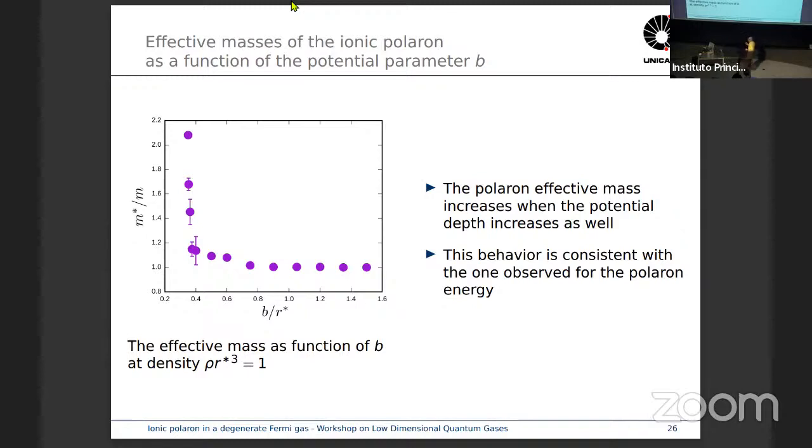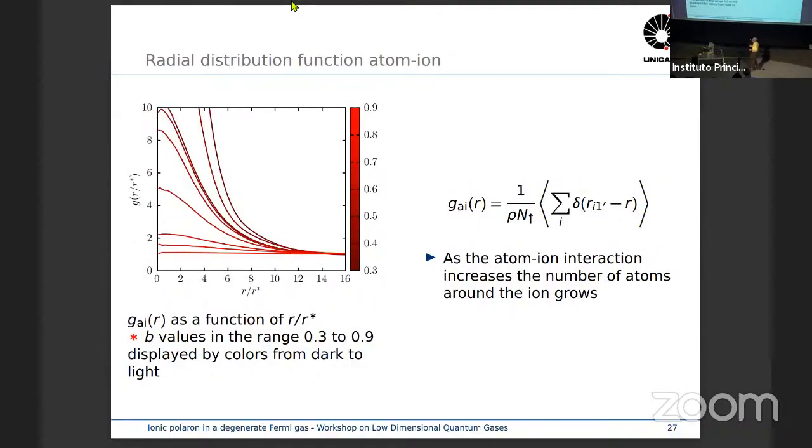Maybe this can be seen more clearly here, where I show you the radial distribution function for different values of B. We start with the deep potential, which is this dark line here, and then we go to shallower and shallower potentials. What we see is that around the ion, when we have the deep potential, there are a lot of atoms around this impurity.